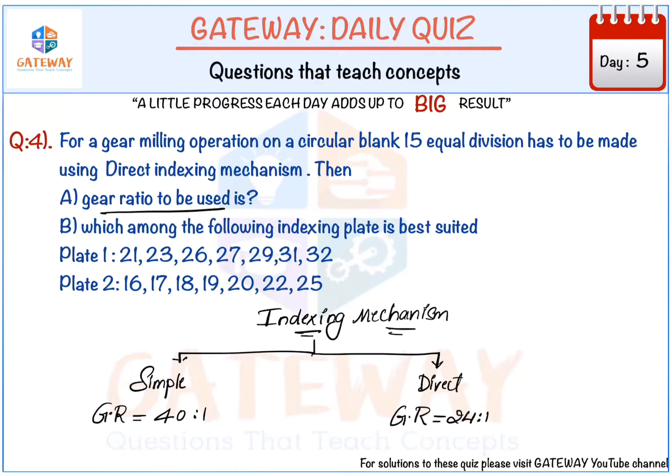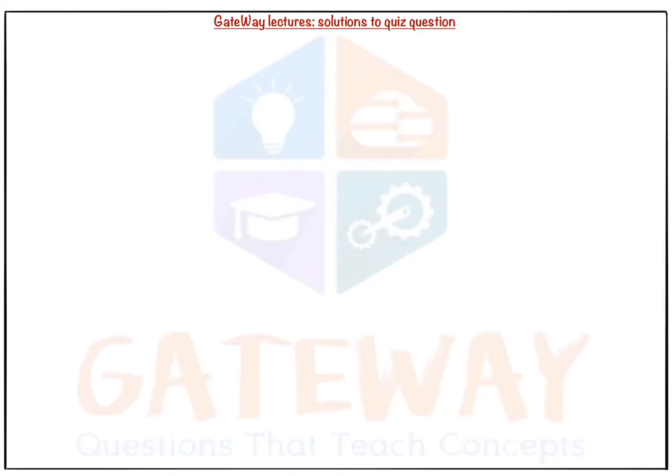So in the question, the first one is, what is the gear ratio to be used for direct indexing mechanism? The answer is 24:1. And next, which among the following indexing plates is best suited? There were two plates given. They're asking, for our given condition of 15 equal divisions, what will be the best suited? For this, you need to understand the mechanism of indexing. Here, due to limited time, we are skipping the mechanism and directly solving the question. Indexing is a very good, easy concept. We'll cover it in the concept series. So here, to solve the question, you just understand this.